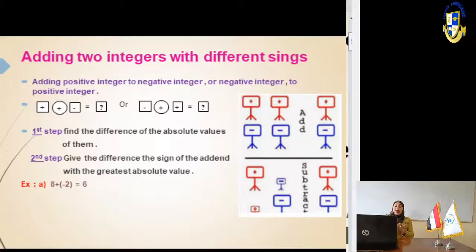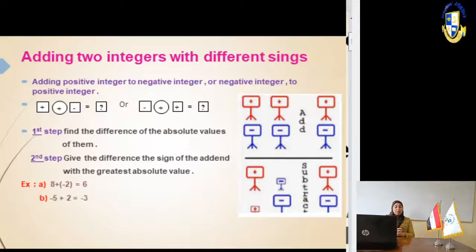Okay? Second step, look at these integers, 8 and 2. Which number here is greater? The 8. So, the sign of the 8 was positive. So, the answer must be positive. So, the answer here is positive 6.